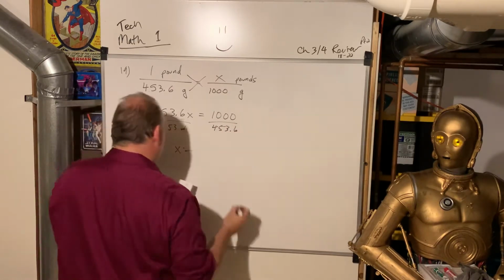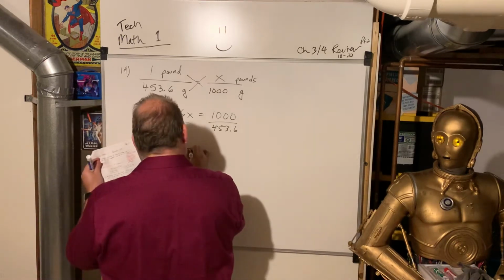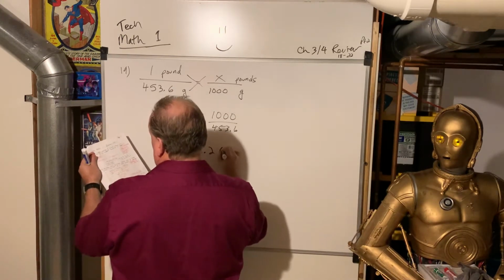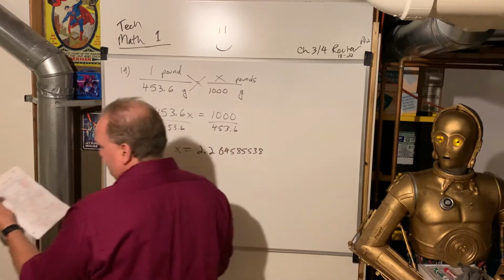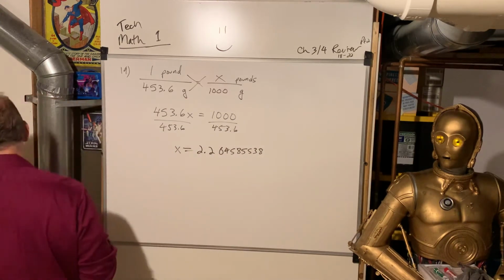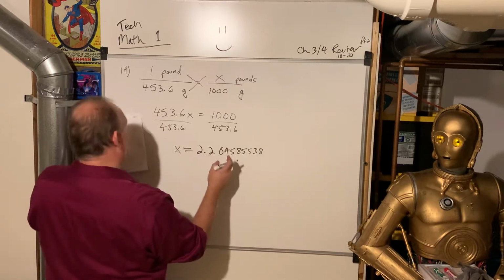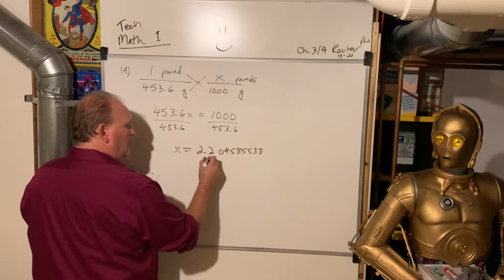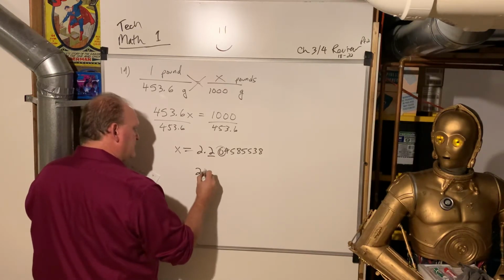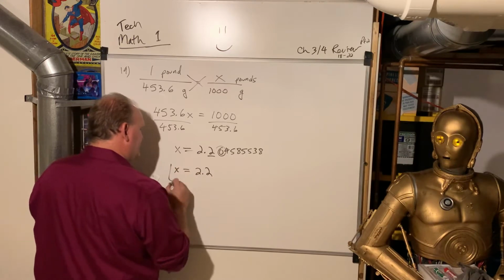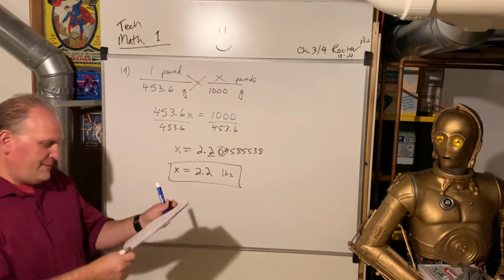And so x is equal to 2.204585538, except they want it rounded to the tenths place. So, what is that, a 0? That's a 0. So we look at that, and that is not enough to bump it up, so just 2.2. And that was pounds.